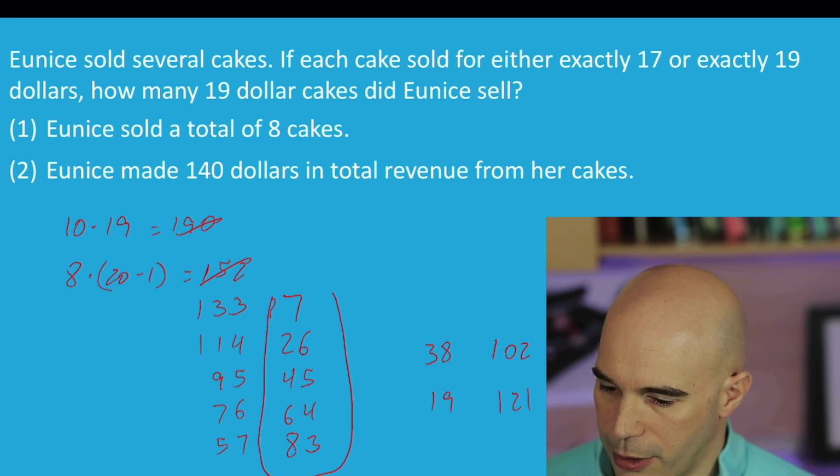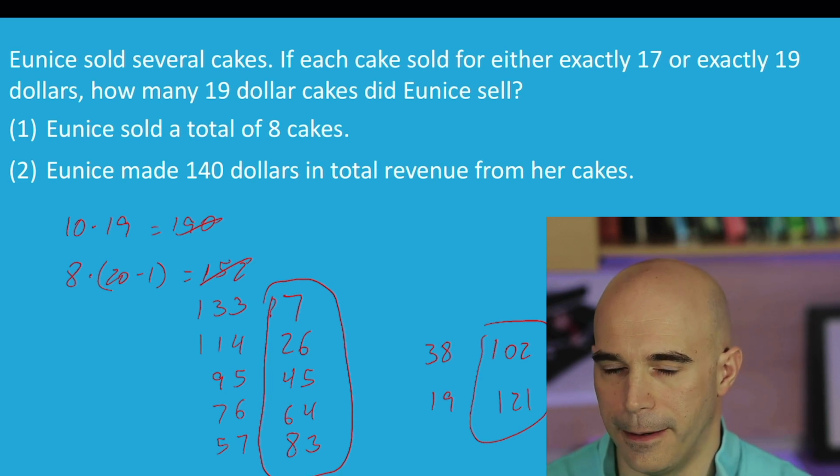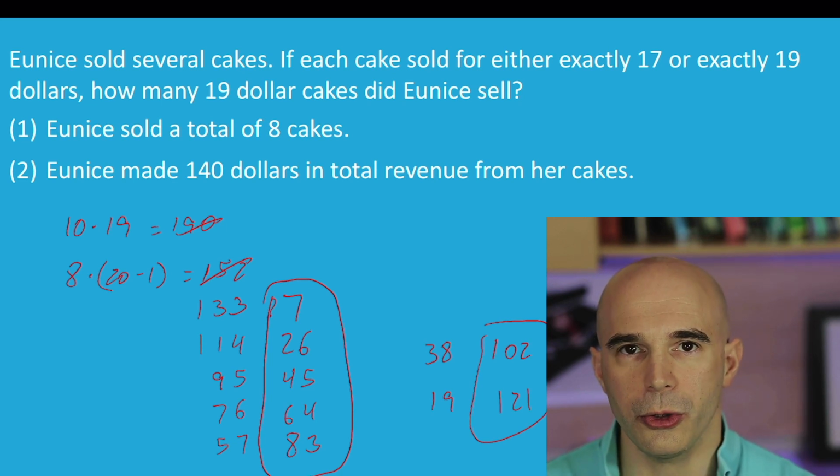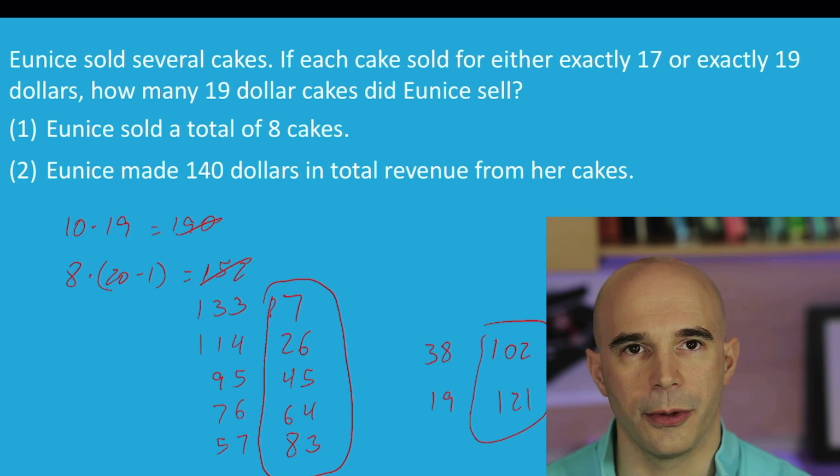So the right-hand column would have had to come from a multiple of 17. Now, we know for sure that one of these numbers is a multiple of 17. How do we know? Because if none of them is a multiple of 17, that means that the question was lying. And the GMAT questions don't lie.